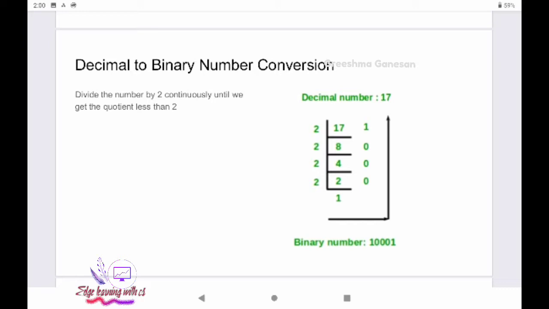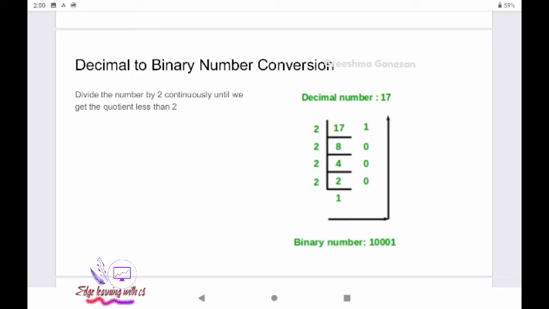Welcome all. In the previous session, we learned the conversions like binary to decimal, octal to decimal, and hexadecimal to decimal number. So, these three conversions are thorough. Then we can go to the fourth type of conversion, that is decimal to binary number conversion.